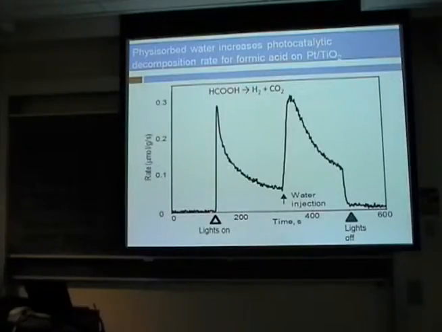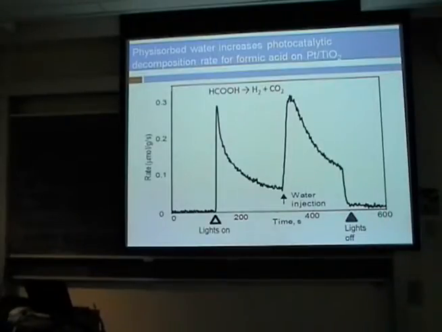And so this is an experiment where we're feeding formic acid, which is this compound, and then we switch the lights on in the reactor. There's no reaction initially. We switch the lights on, there's a dramatic increase in rate, and then it slowly decays. This is a transient experiment where actually we're not continuously feeding formic acid, I misspoke. So formic acid was initially put down on the surface and we're watching it react away.